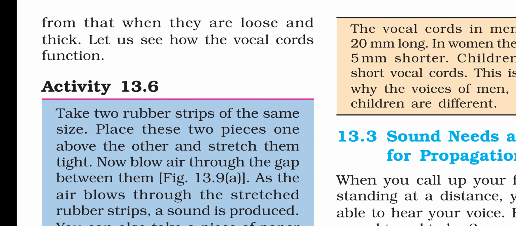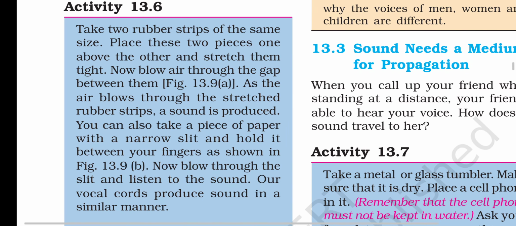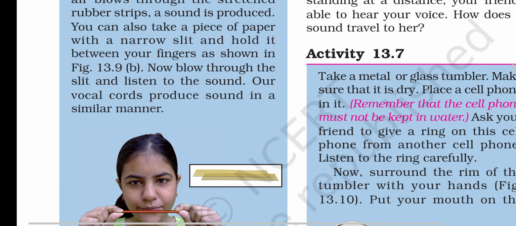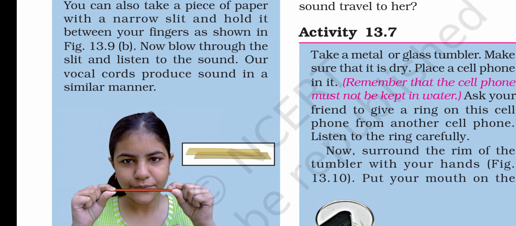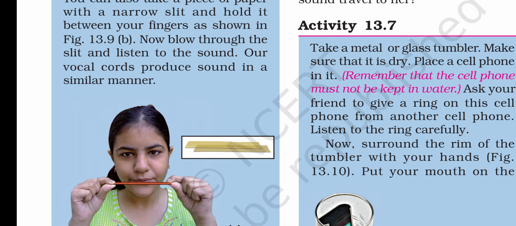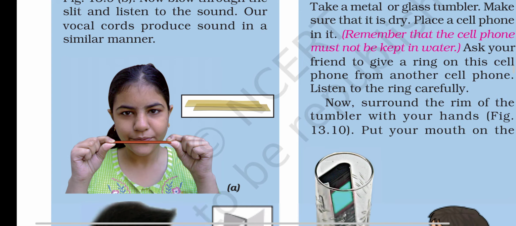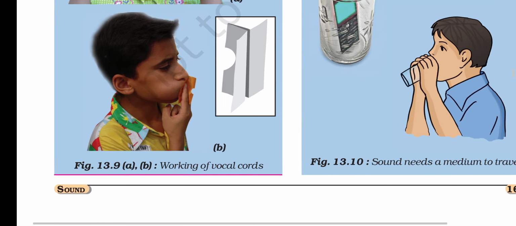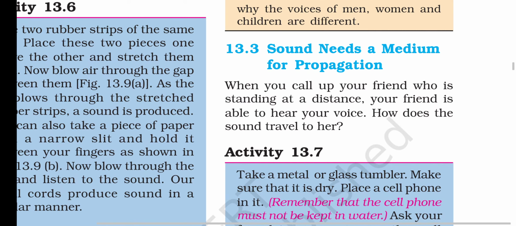Take two rubber strips of the same size, place these two pieces one above the other and stretch them tight. Now blow air through the gap between them. As the air blows through the stretched rubber strips, a sound is produced. You can also take a piece of paper with a narrow slit and hold it. Now blow through the slit and listen to the sound. Our vocal cords produce sound in a similar manner. You can do this activity at home and see how the sound is produced, how your vocal cords are working. Right?